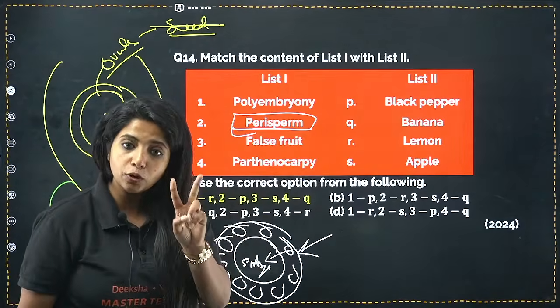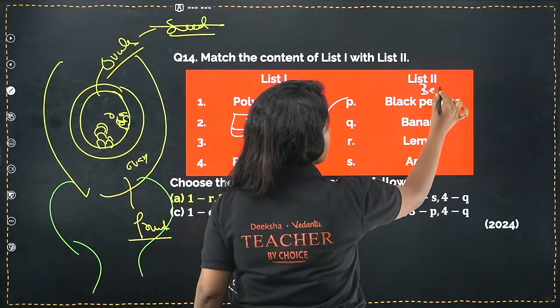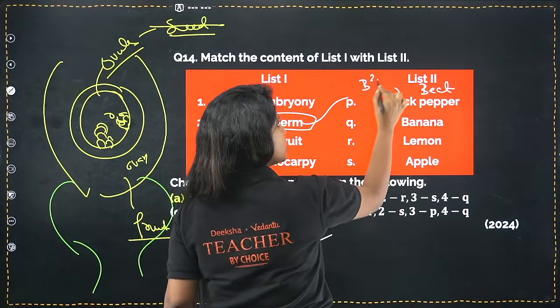It is found in only 2 plants according to your NCERT. One is black pepper and the next one is beet. I remember it as B square.